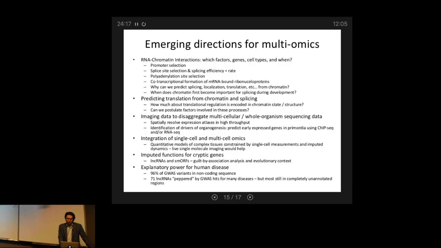Integration of single-cell and multi-omics data. The DANIO-CODE ITN is going to likely produce some single-cell data, so we should start thinking about how we're going to integrate the single and the more standard approaches. Quantitative models of complex tissues can be constrained by single-cell measurements, and we can try and start to impute some dynamics. If anyone's doing live single-cell, live single-molecule imaging in zebrafish, that would be really spectacular for that sort of biological question as a mode of validation and model constraint. We can impute function for cryptic genes.